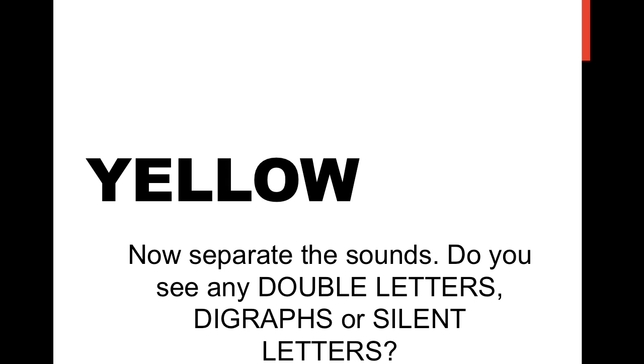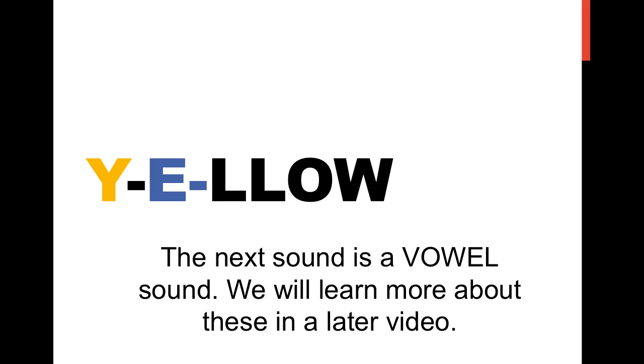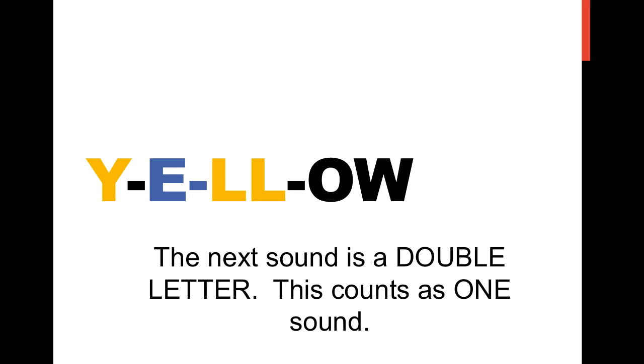Now we will separate the sounds. Do you see any double letters, digraphs, or silent letters? The first letter is the single consonant sound, Y. The next sound is a vowel sound. We will learn more about this in a later video. E. The next sound is a double letter. This counts as one sound. Ol.